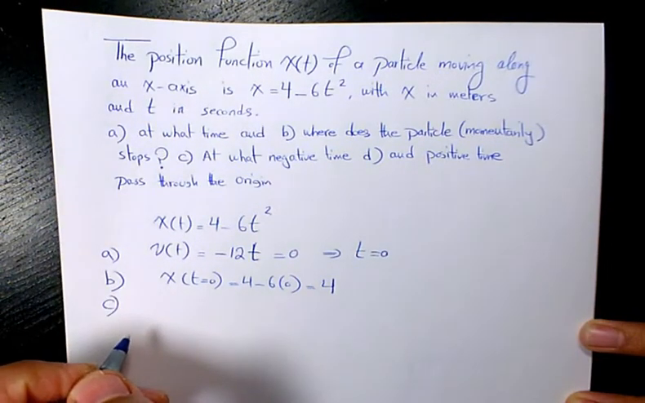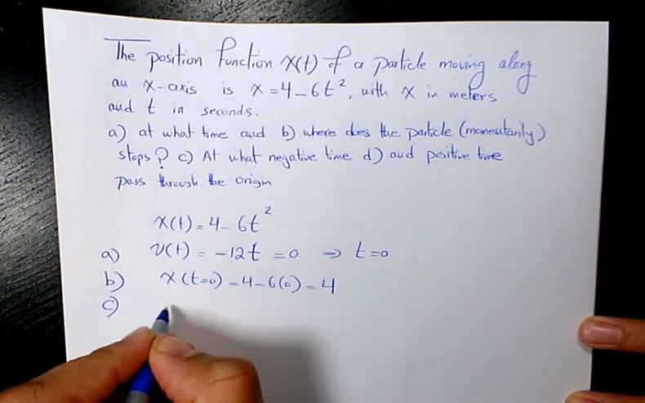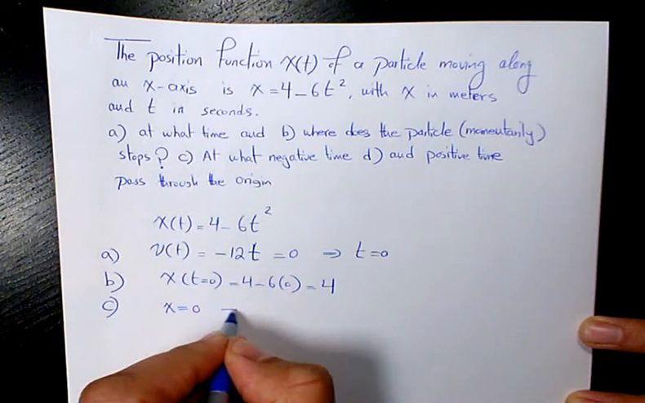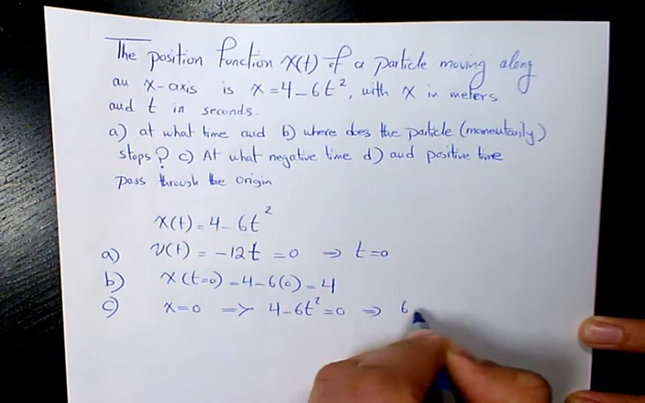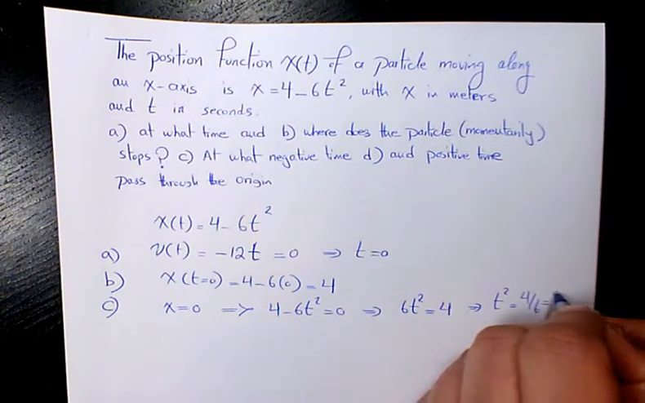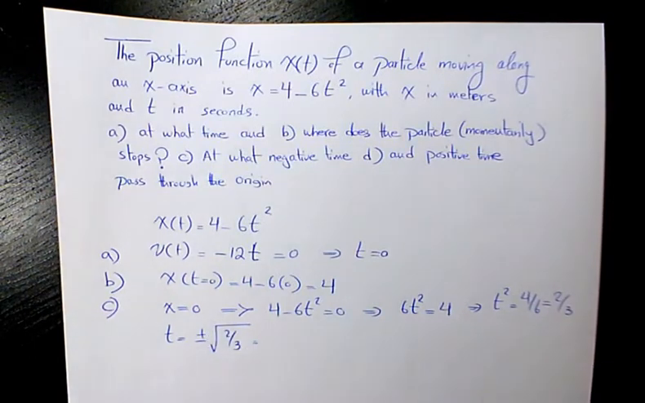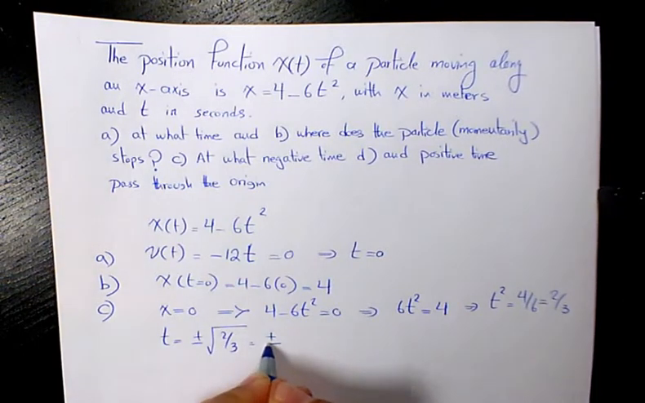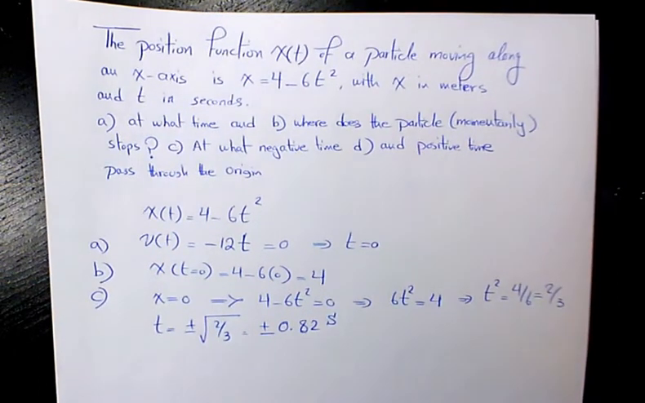C, at what negative time and what positive time does it pass through the origin? It means that x equals 0 when it's going through the origin. So 4 minus 6t squared equals 0. It means that 6t squared equals 4, or t squared equals 4 over 6, or 2 over 3. So t will be plus or minus the square root of 2 over 3. That's going to be plus or minus 0.82 seconds. So this is the answer to parts C and D.